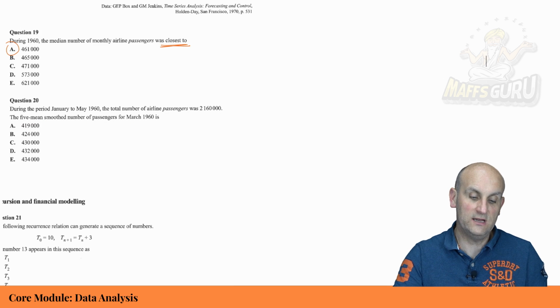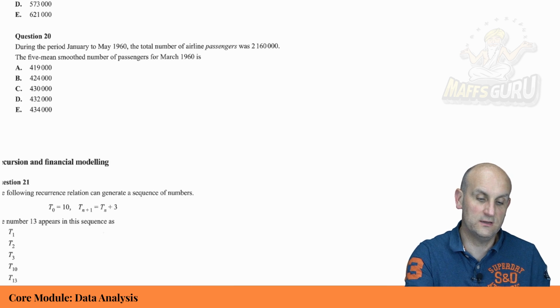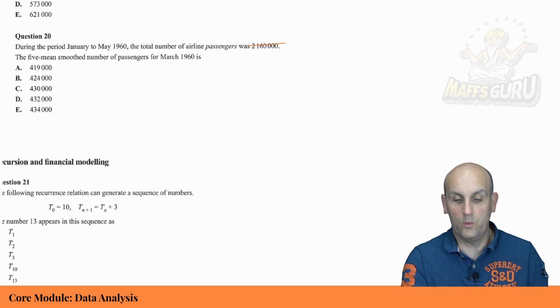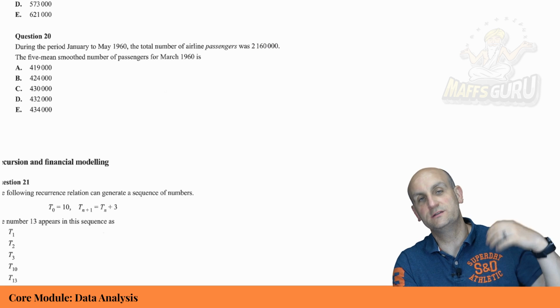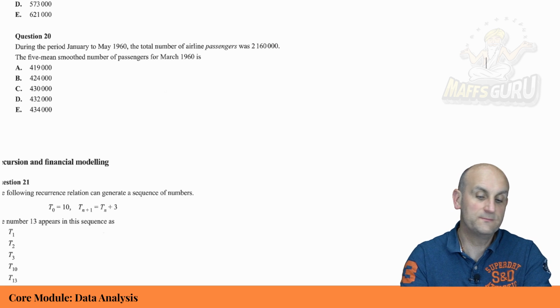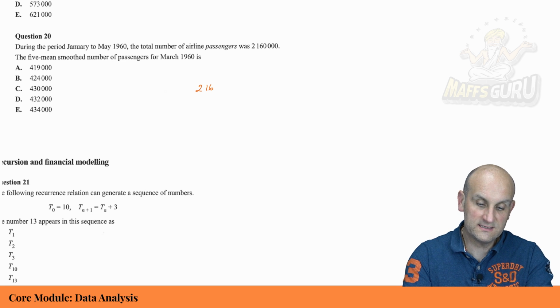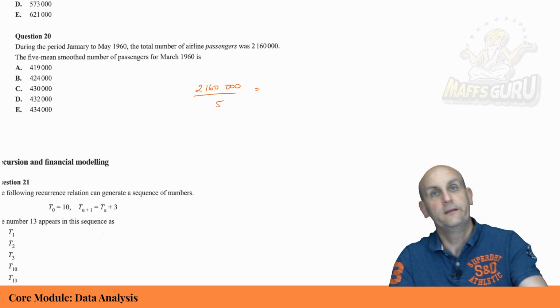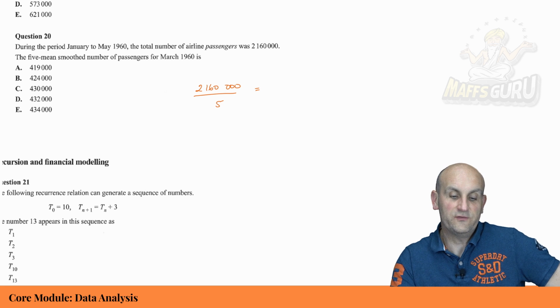During the period January to May 1960, the total number of airline passengers was 2,160,000. The 5 mean smooth number of passengers, and this is one of the stupidest questions. Yeah, it was really that silly. Remember, to work out a 5 mean smooth number of passengers for March, basically 2,160,000, and I just divided it by 5. Oh, isn't that annoying? The 5 mean smooth number of passengers for March is that.